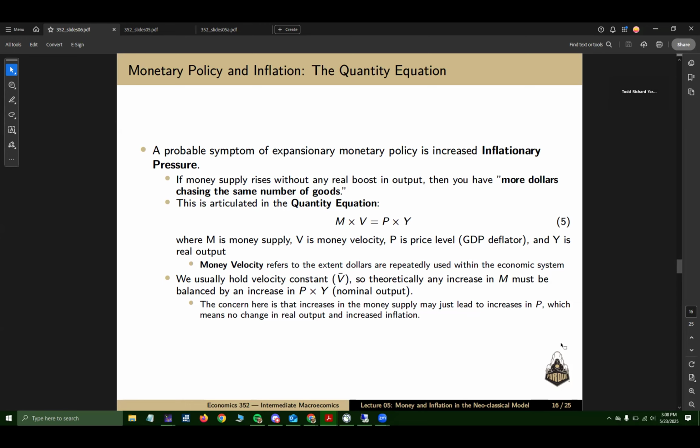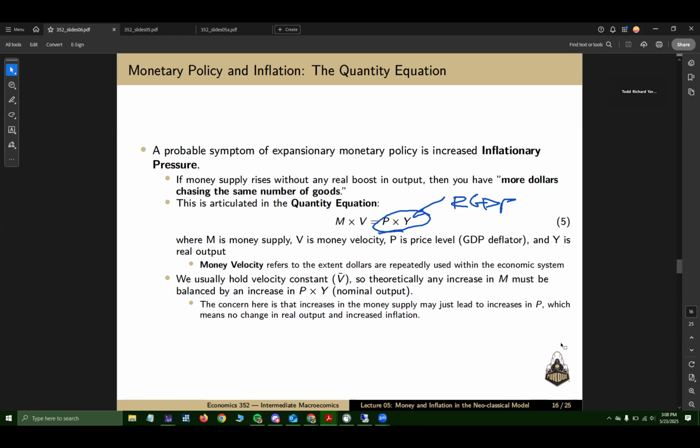And so the idea behind the quantity equation is that we want to focus real quick on this over here. That right there is nominal GDP. Okay, P times Y is nominal GDP. Y is real GDP, and P is just the price level. And so P times Y is nominal GDP.